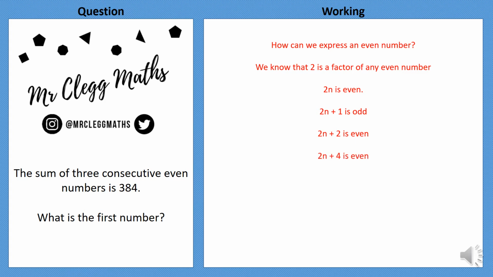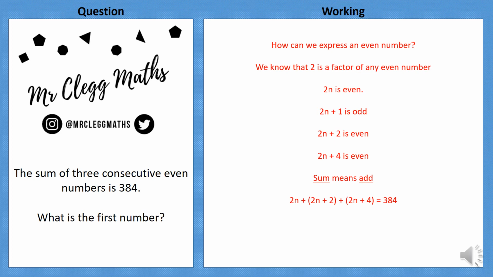The next even number after that would be 2n plus 4. So we've got 3 consecutive even numbers now: 2n, 2n plus 2, and 2n plus 4, because consecutive means after one another. That means that if we consider the word sum, which means that we add them together, and we get 384, we can set up our equation now. So 2n and 2n plus 2 and 2n plus 4 all add up to 384.